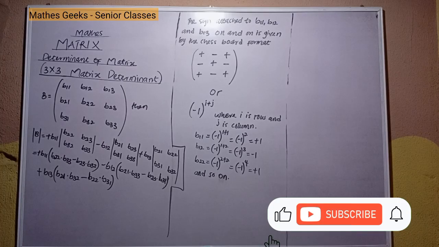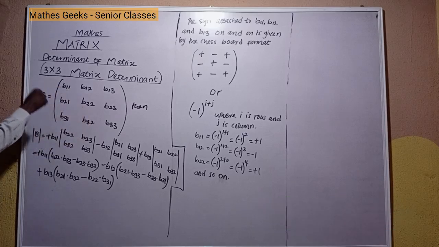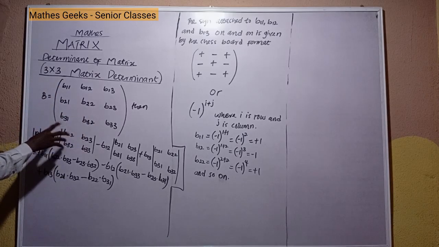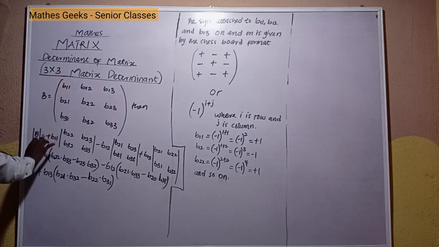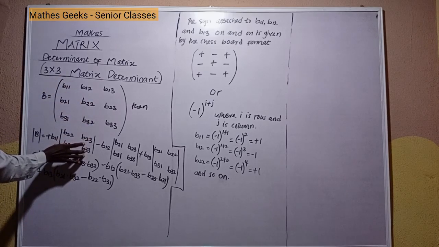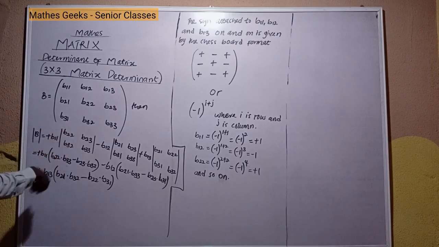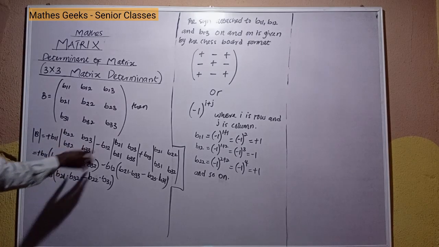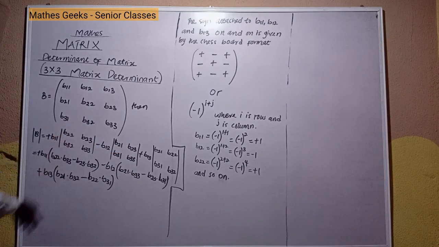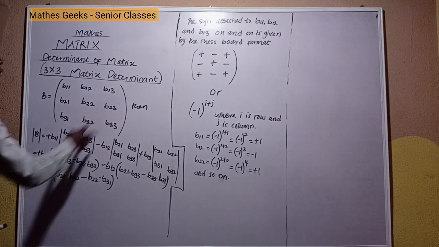Given that matrix B has entries B11 and so on, look at the entries of matrix B. To get the determinant, we bring out plus B11, and then we get a 2 by 2 matrix in determinant form. Same thing here. So how will you arrive at this point? First of all, let's come to this side.